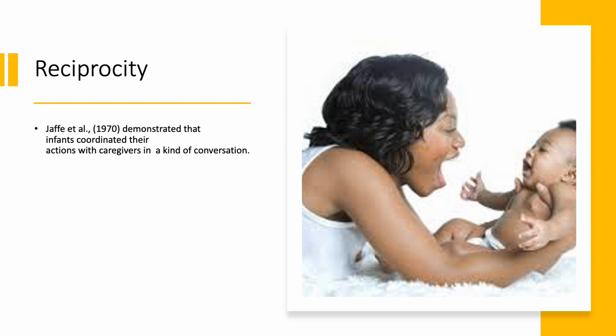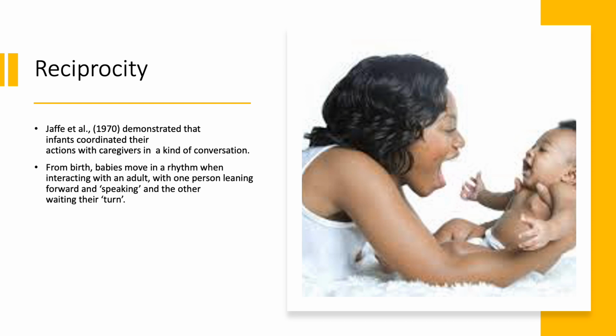So you might pull a funny face at a baby and wait for their response, see what they do. And it can also be verbal. So you can go goo goo gaga to a baby, wait for them to do whatever they're going to do. In Spanish, we don't say goo goo gaga, we say garlic. So we go ajo, ajo, and then the baby will eventually go like ajo. It's pretty cute. Anyway, from birth, babies move in a rhythm when interacting with an adult.